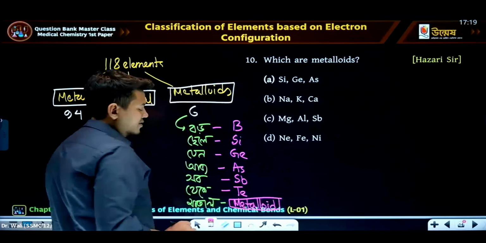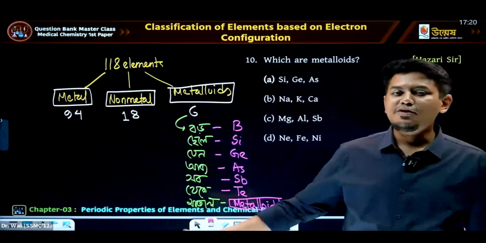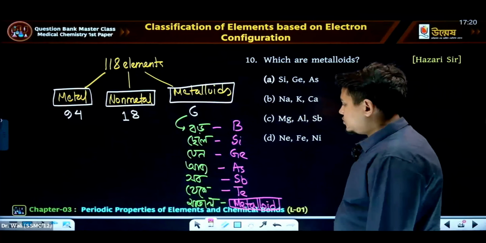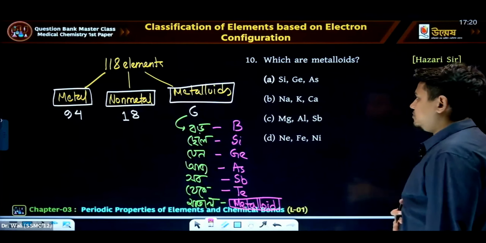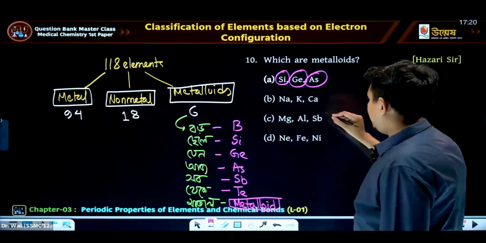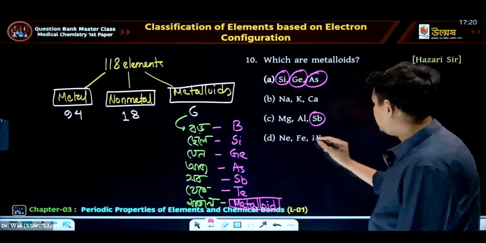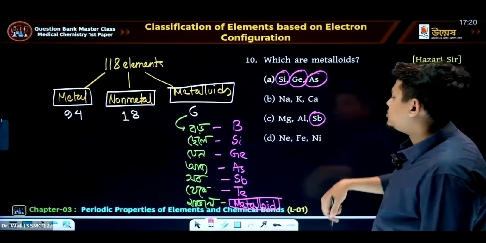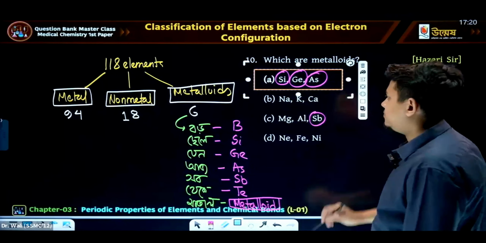We are trying to remember this mnemonic for remembering metalloids using the word matal. So boron, silicon, germanium, arsenic, antimony, tellurium. We can see silicon, we can see germanium, we can see arsenic. Of the rest of the options, antimony can be arsenic, but the rest two are not. Right? So among all the options, the better answer will be A.